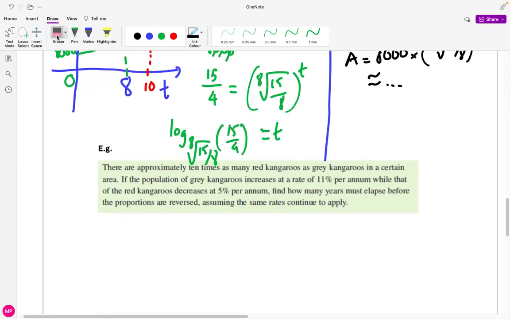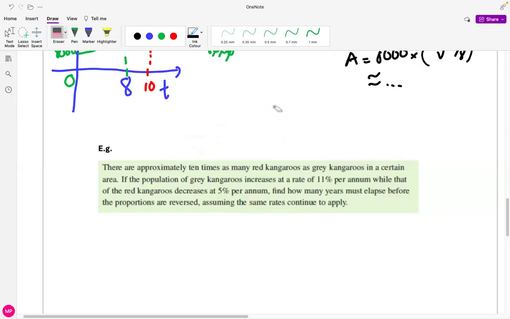All right, the last question I want to talk about is this question here, which is a bit more challenging.